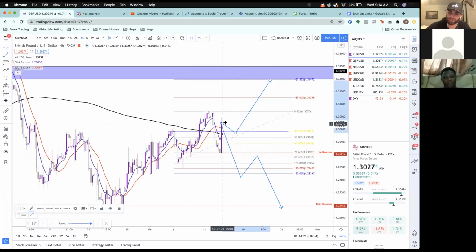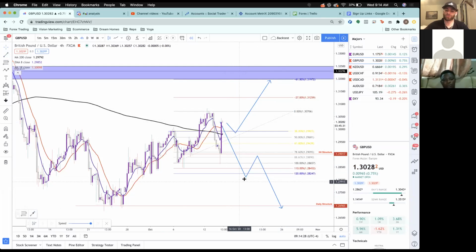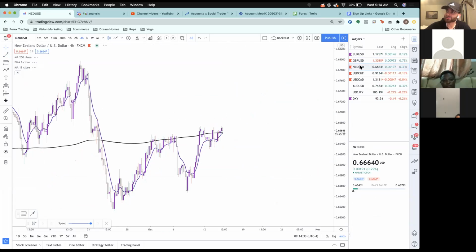So if we do get a pullback, guys, we will look to enter on GU, and we are looking to go bullish on this. On the flip side, if this thing does fall all the way below this level on the retest, we'll look to short. So that's GU.